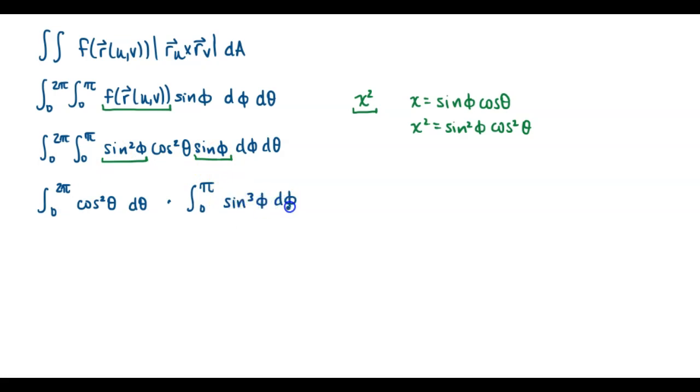d phi. Integrating these separately. On the left here, I see a cosine squared. I can't use u substitution. I can use this double angle identity though, that states that this is equal to the integral from 0 to 2 pi of 1/2 plus 1/2 cosine of 2 theta d theta, which is just equal to 1/2 theta.